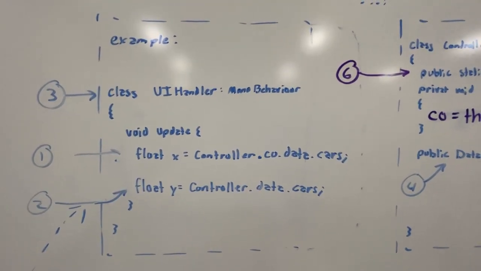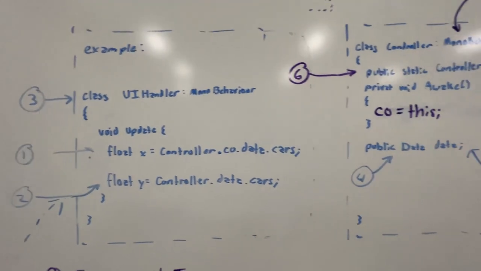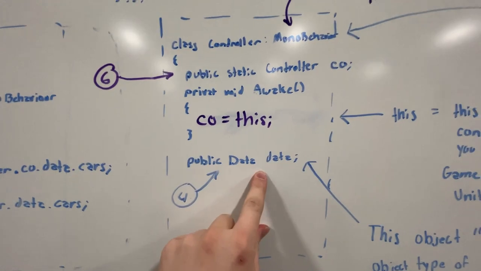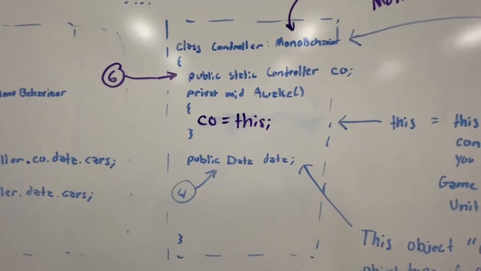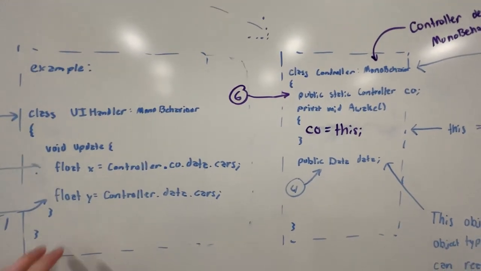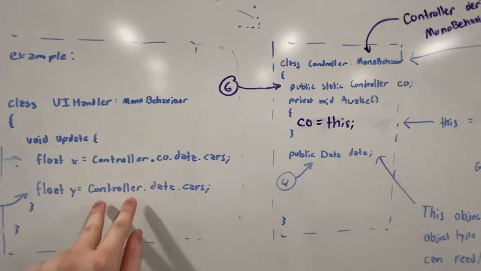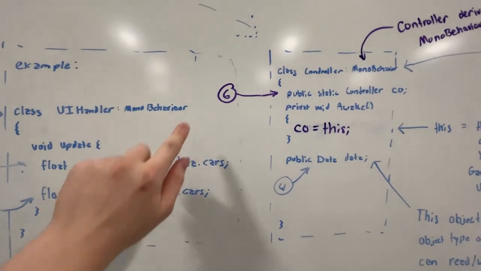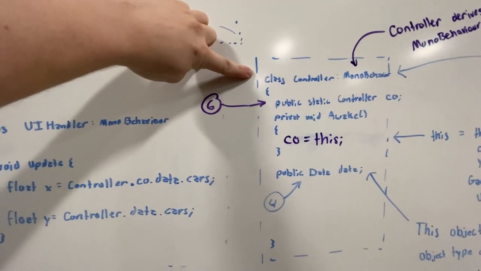So let's talk about our data class real quick, or our data object that we're trying to reference. So that happens in controller. So again, here's our object, public data data. This one is non-static, but just know that what we're trying to do here is float X equals controller. Okay, so first let's start at controller. So we do the same thing for both. So we are trying to access this controller class statically, okay?